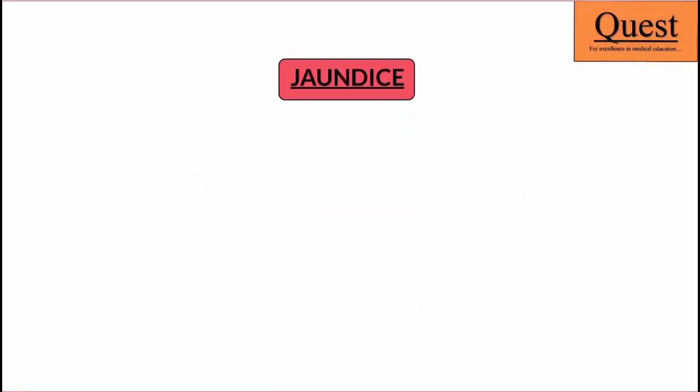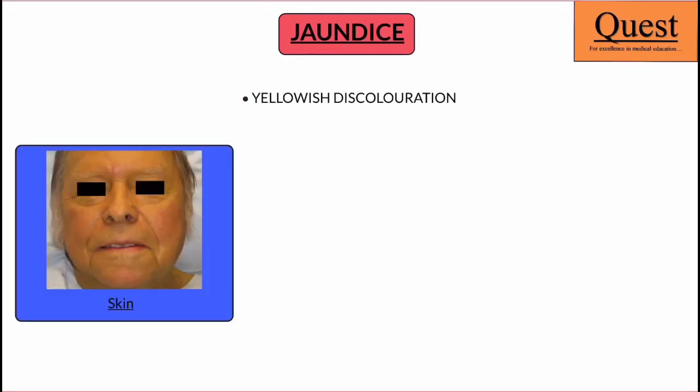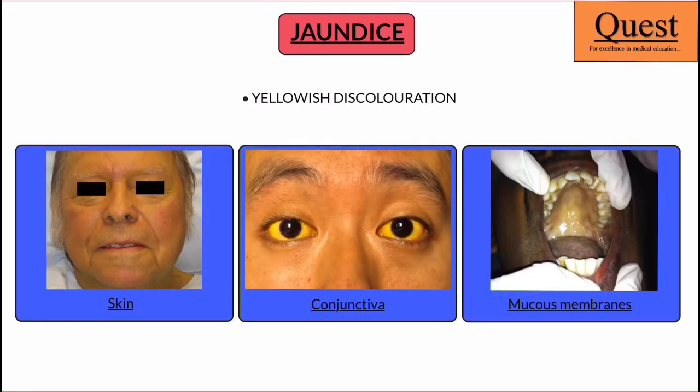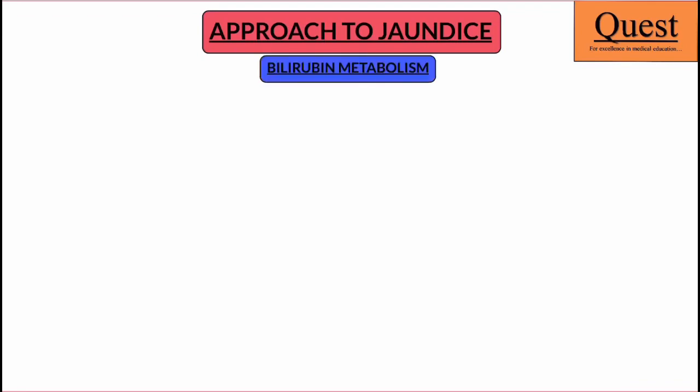Jaundice is one of the commonest conditions in medical wards. It is defined as yellowish discoloration of the skin, conjunctiva and mucous membranes due to deposition of bilirubin. In this tutorial, let's try to understand an approach to a patient with jaundice.